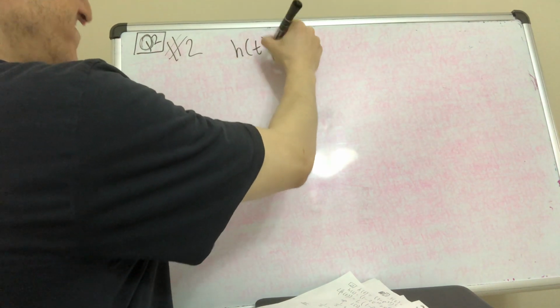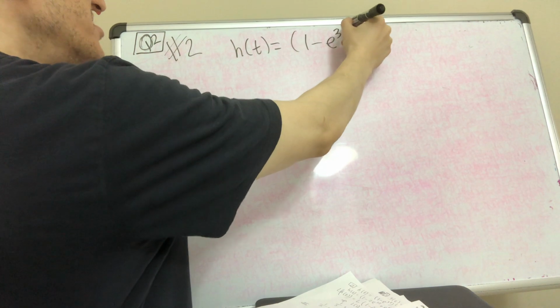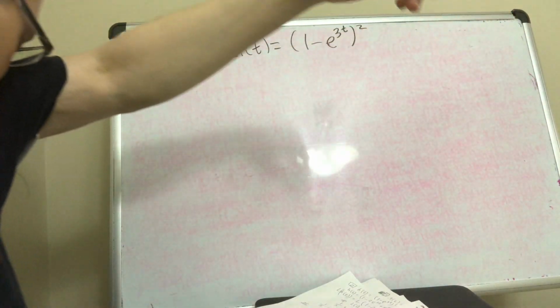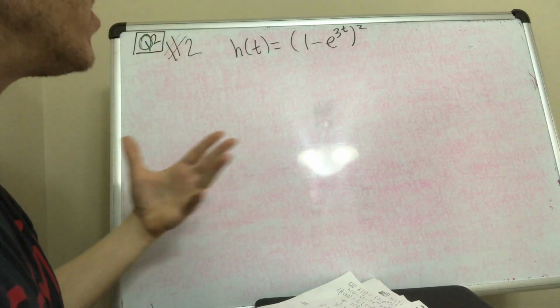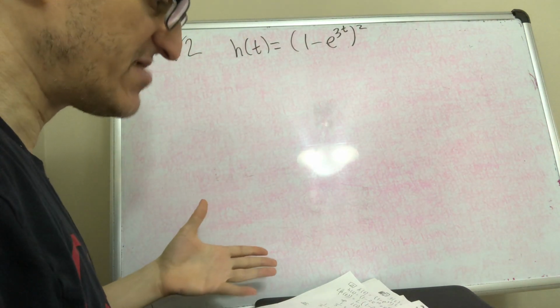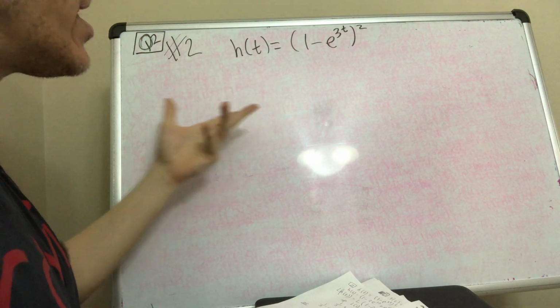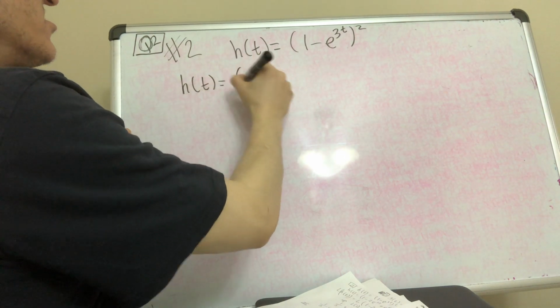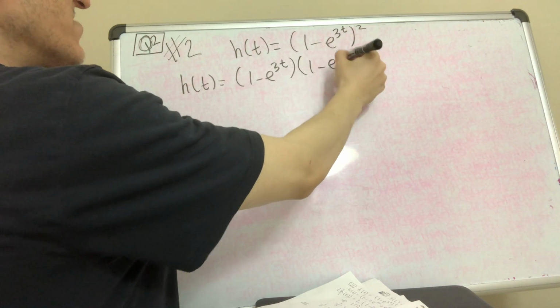H of t equals (1 minus e^(3t)) all squared. Now, you'll see that none of the rules match this, and he gave you a hint that to do this, you better expand this first. So it's this times itself.